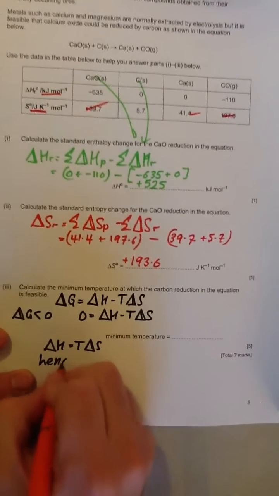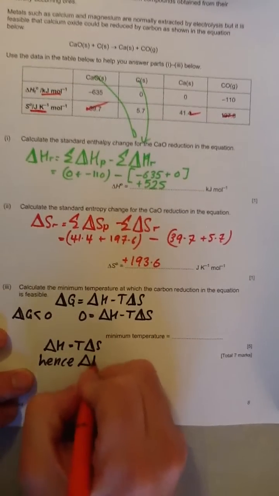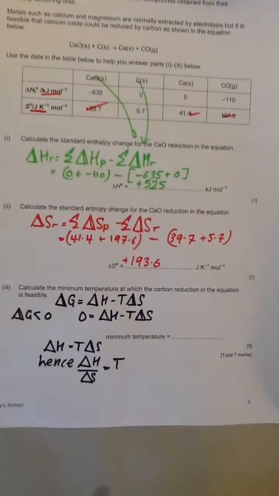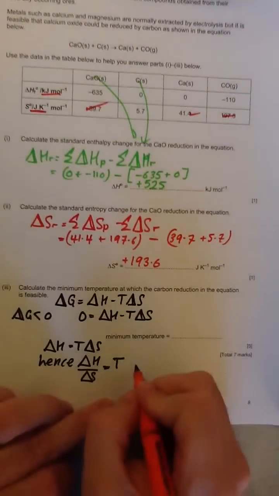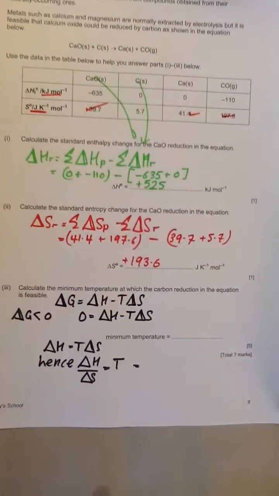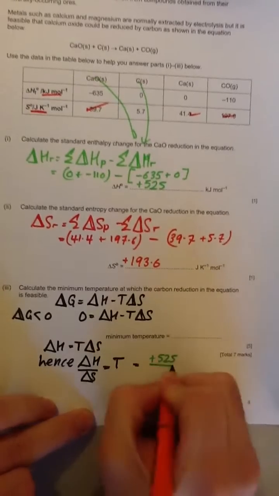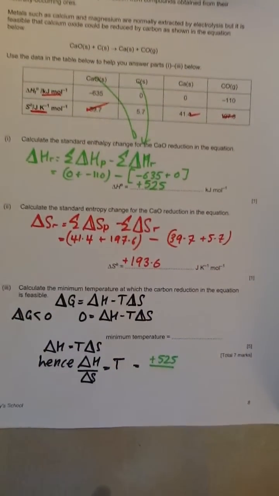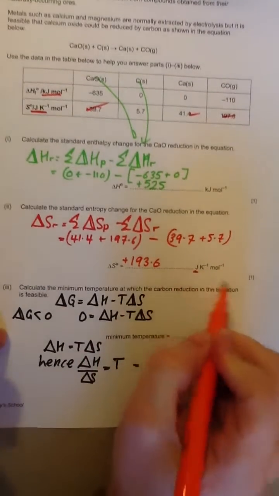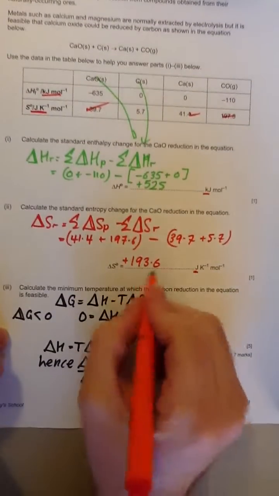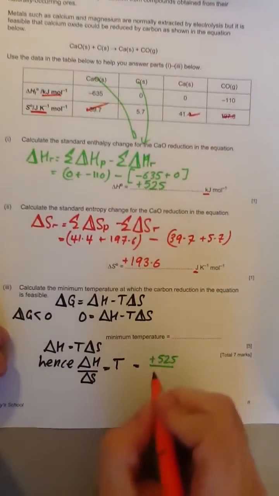Hence, delta H divided by delta S equals T. Now we're going to put the numbers into this. So we know that our enthalpy change is plus 525. And we're now going to put in our entropy change. But the trick with the entropy change, as we started and talked about, is this is in joules, but this is in kilojoules. So to make sure that the units are consistent, you need to divide your entropy by 1000.